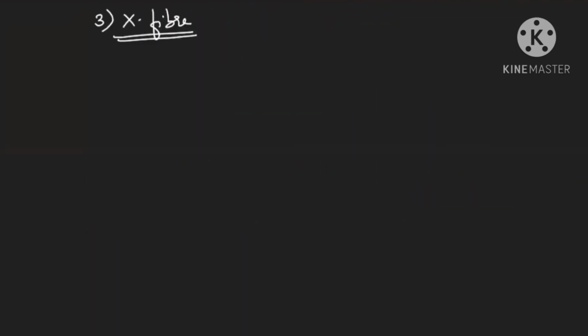Now we have to discuss the xylem fiber. I'm discussing xylem fiber, which is also known as wood fiber. This is the third component of the xylem, which I'm discussing right now. And it will be more abundant in the secondary xylem.